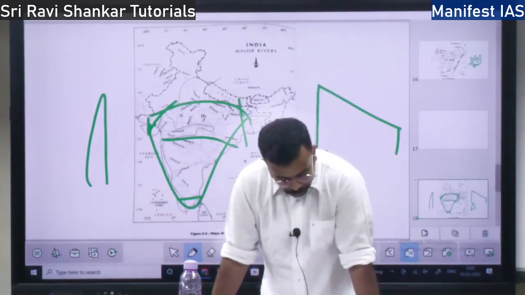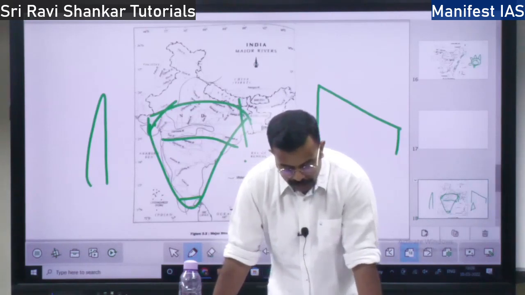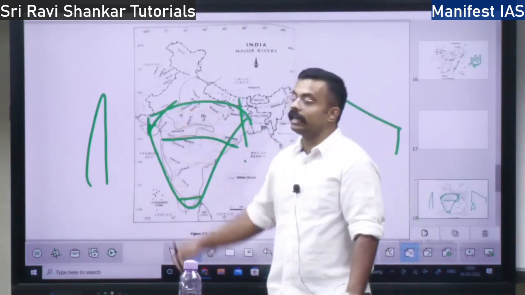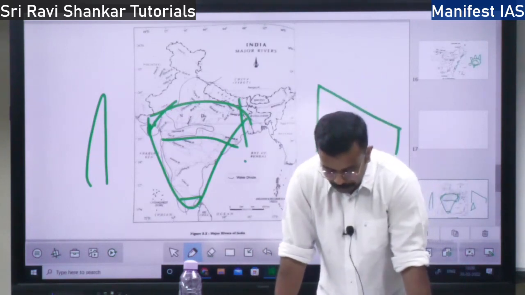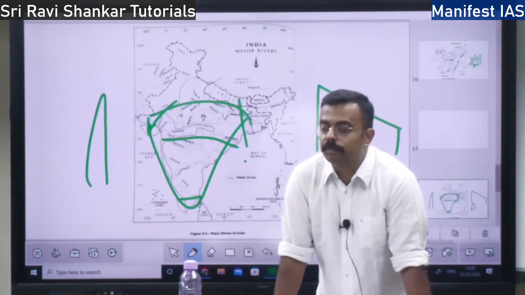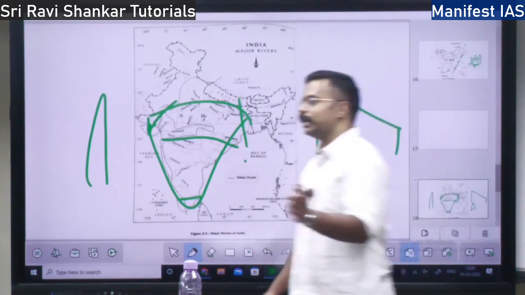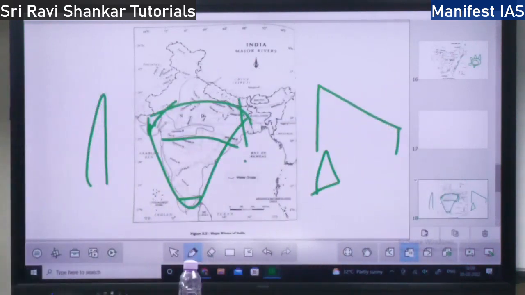So next, in the northwest region, you will find ravines, the Chambal ravines. Ravines you will find in the Chambal, Bhind and Morena region. What are ravines? They are also a form of topography. I'll show you how a ravine looks.